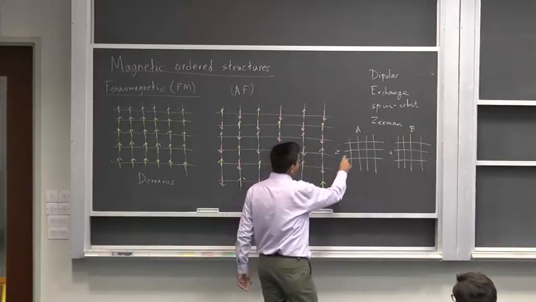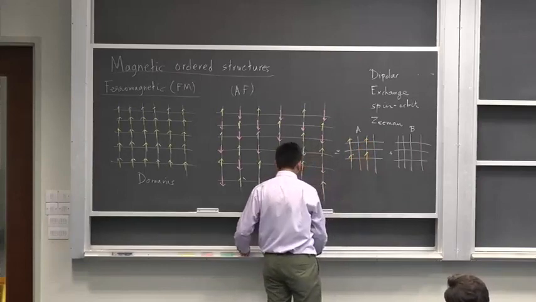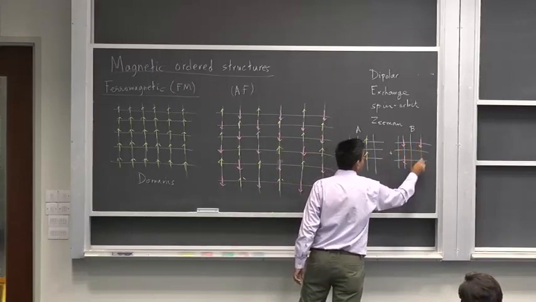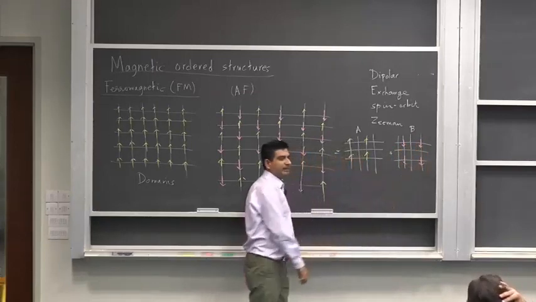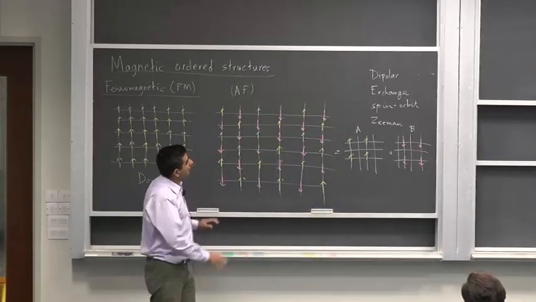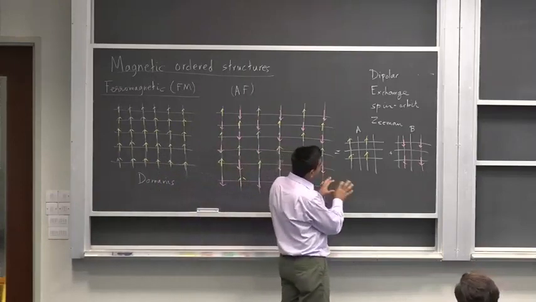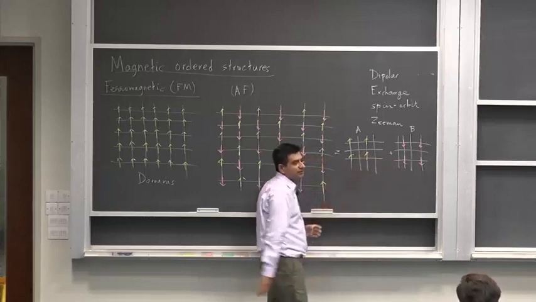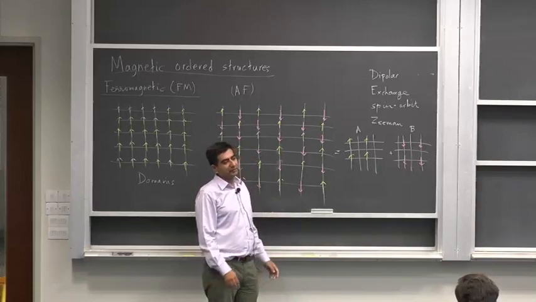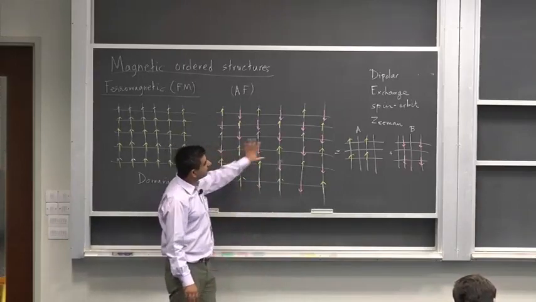Each lattice is ferromagnetically ordered within itself, but the two lattices have antiferromagnetic coupling amongst themselves. So this antiferromagnetic state can be written as a superposition of two ferromagnetically ordered states in which the two lattices are ferromagnetically coupled with respect to one another. So this is antiferromagnetic ordering.